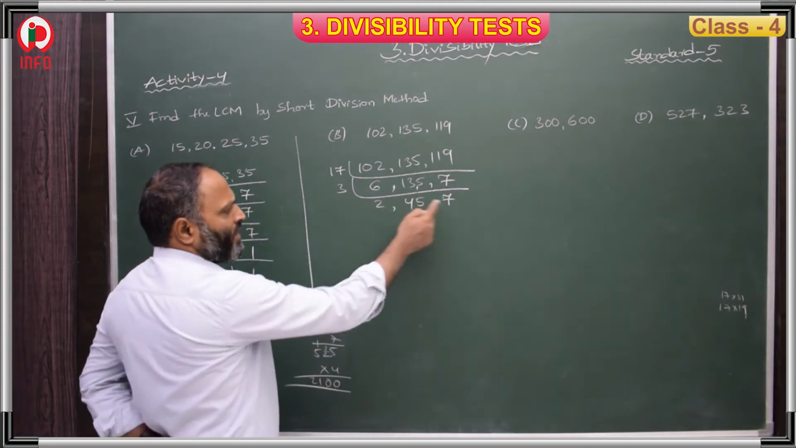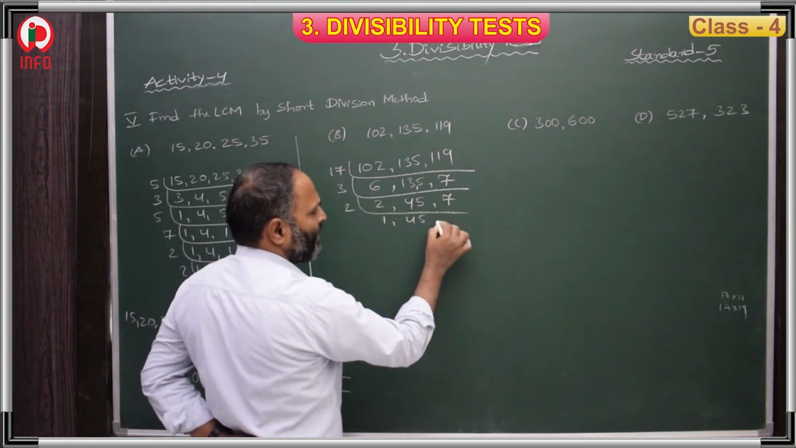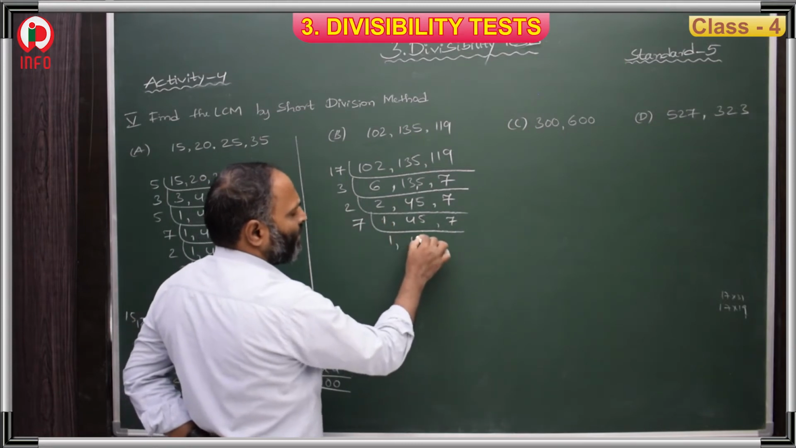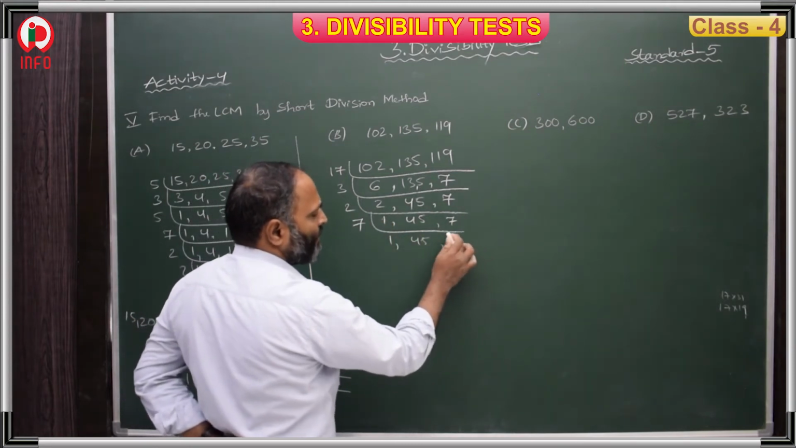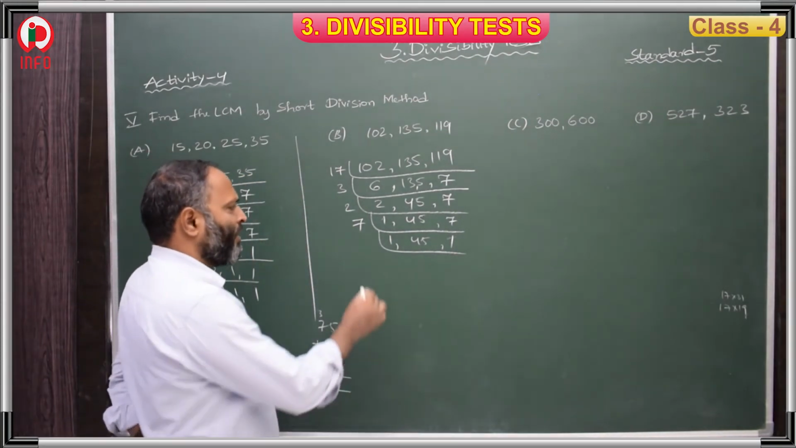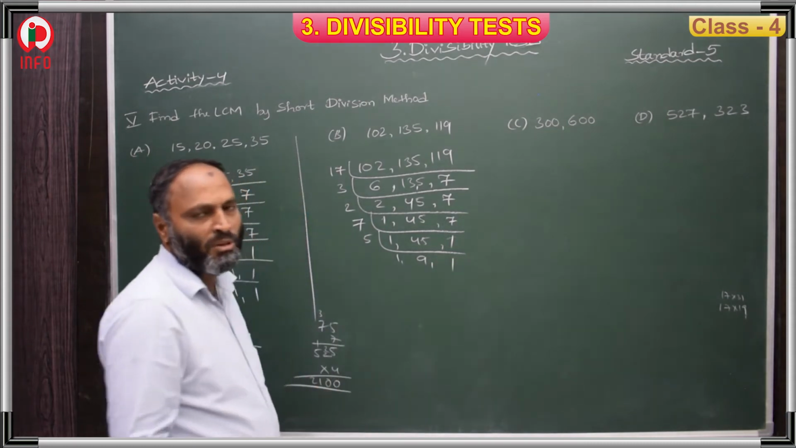Now 2 and 7 are prime numbers. Now we take 2. 2 ones are 2, 45 and 7 as it is. Now we take 7. 45 and 7 ones are 7. Now 45: 5 nines are 45. If you want to take 45 as it is, no problem, because why?